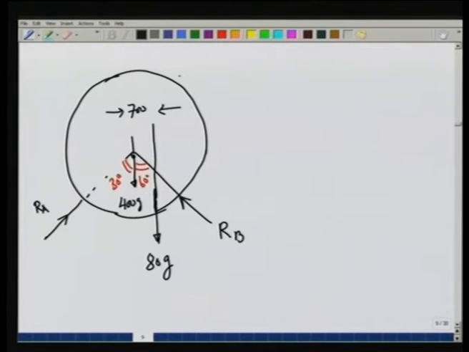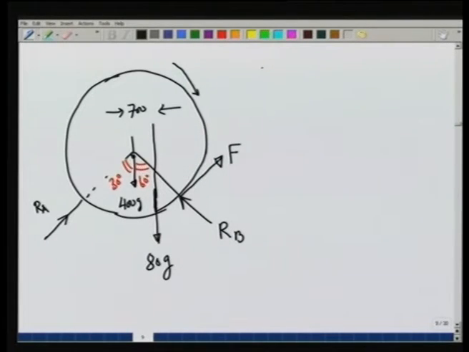In addition, since the drum has a tendency to rotate like this, there will be a frictional force, let us call it F, at roller B, which is capable of applying a frictional force. Now, we have written all the possible forces that are there on the drum, and let us now apply our equilibrium conditions. So, we write summation f x equal to 0, summation f y equal to 0 and summation tau z is equal to 0. If we want to find F, that we can do right away. So, let us first apply the torque equation to find F.